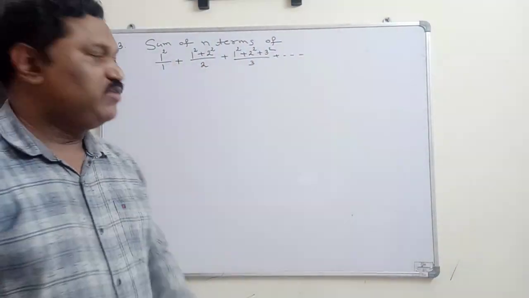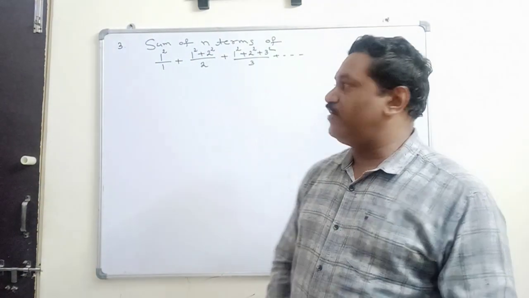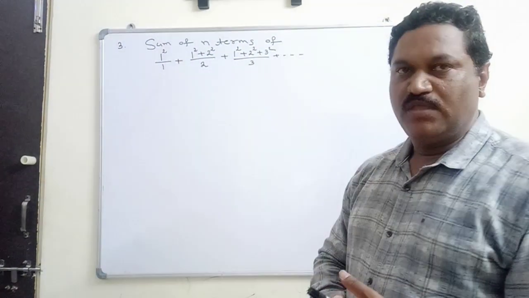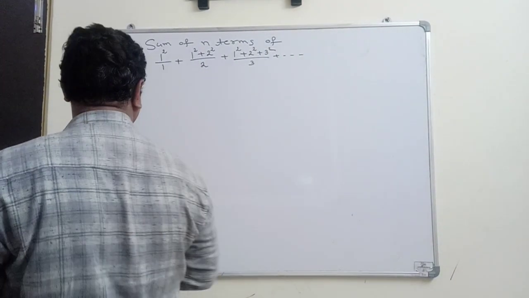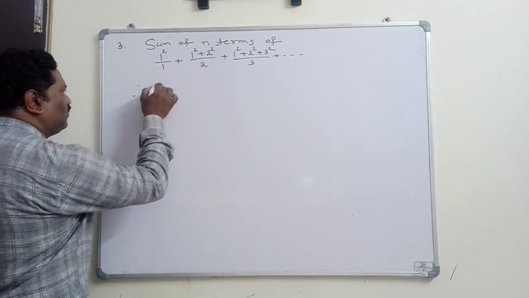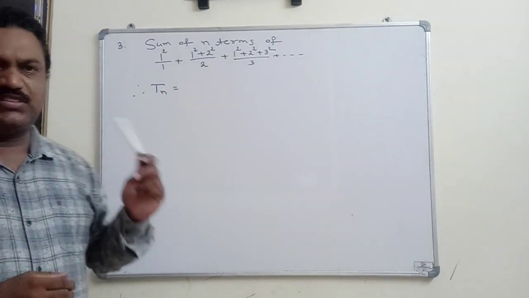Now here you will see the problem number 3. We have to find the sum of n terms of this particular sequence. Here also the procedure is the same. First, by observing the given 3 terms, we will write the nth term of the sequence, that is called the Tn. Just observe the 3 given terms.